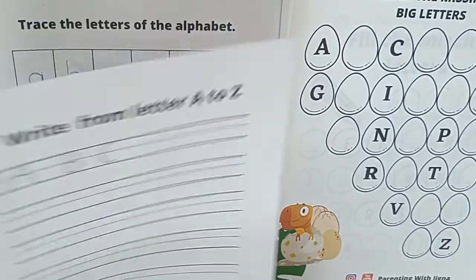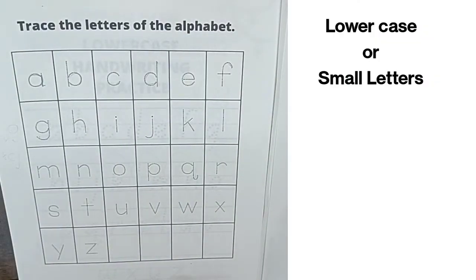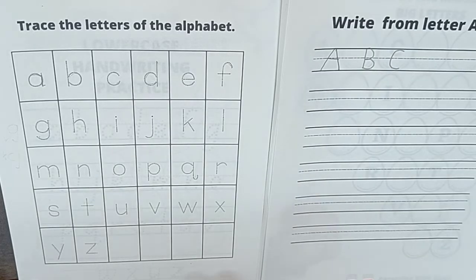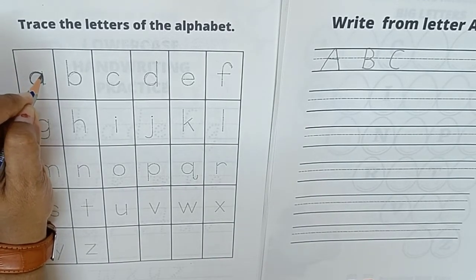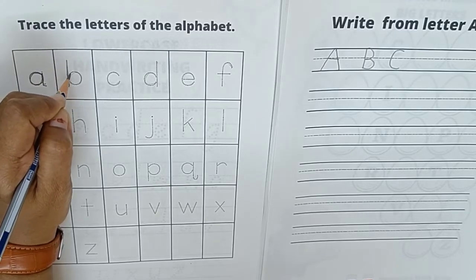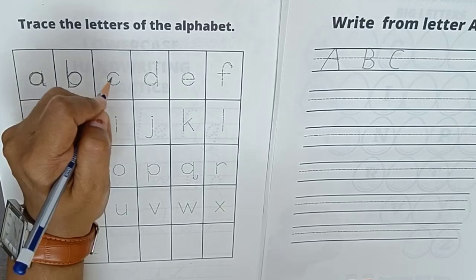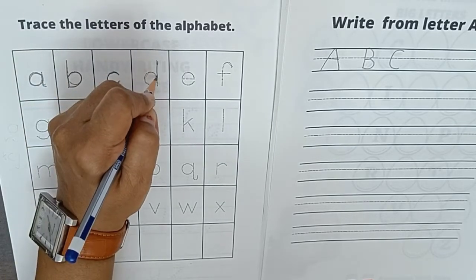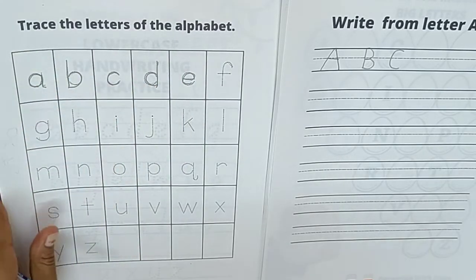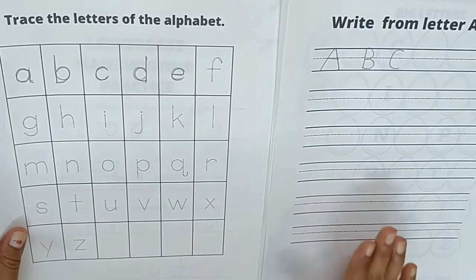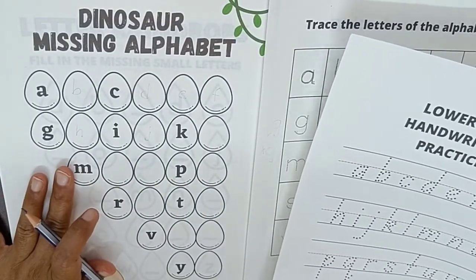Moving forward, next come small letters, or we can say lowercase. When it comes to lowercase, first they will check whether the child is able to write all the letters or not. For that, schools give worksheets like this, where dotted lines are given and the child has to just trace on the dotted lines. And after that, just as we practiced missing letters in uppercase, missing letters for lowercase are also available.